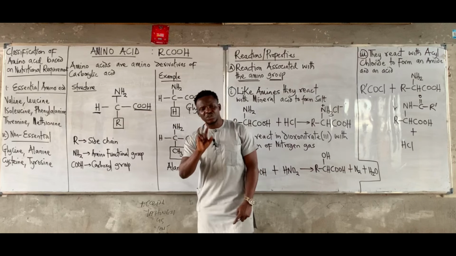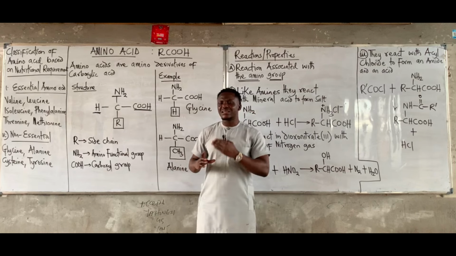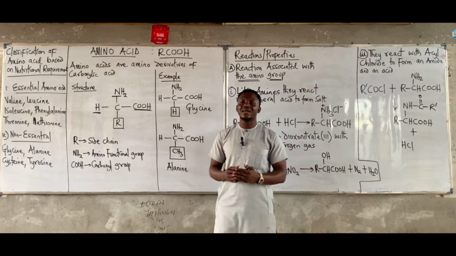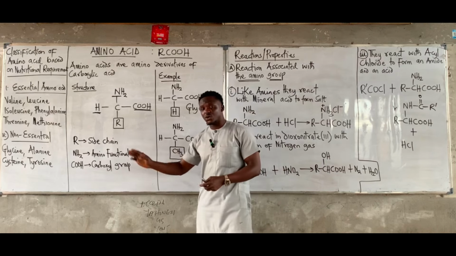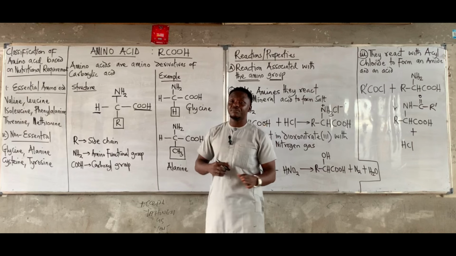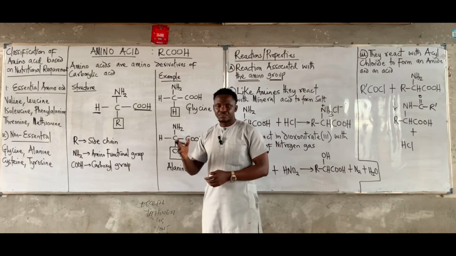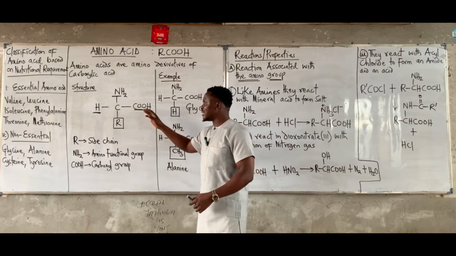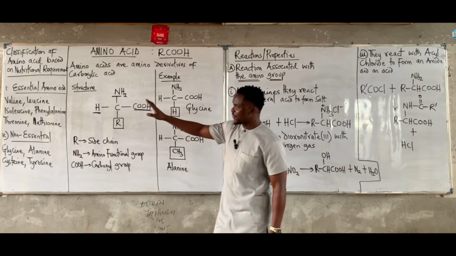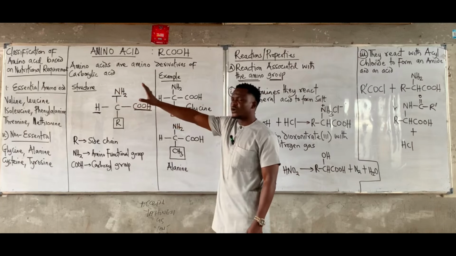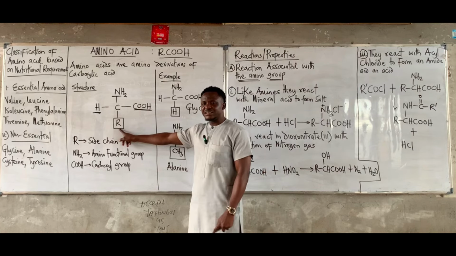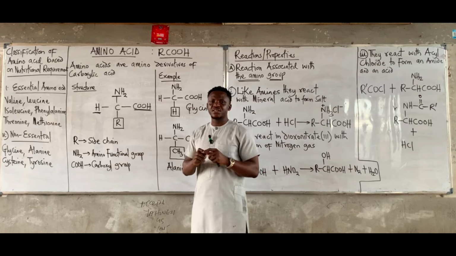Now it is important for us to know that amino acids can be classified based on different parameters. We can classify amino acids based on their structure, based on their nutritional value, and of course based on their metabolic fate and the rest of them. So basically we want to look at amino acid classification based on nutritional requirement, but we're going to come to that later.